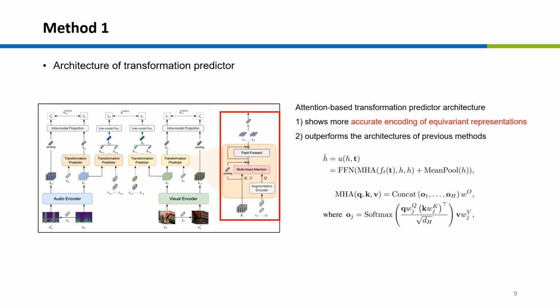First, we propose an attention-based transformation predictor architecture. The augmentation information that is applied to the input space is projected with the augmentation encoder. The output of the augmentation encoder is used as query, and the embedding of the original data is used as key and value for multi-head attention. Through this, our model shows more accurate encoding of equivariant representations and outperforms the previous transformation predictor architecture.